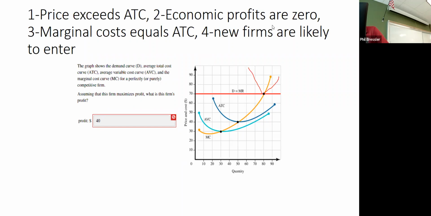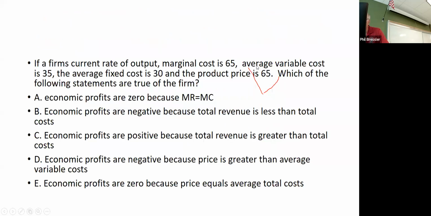Okay. All right, let's see, can we slip one more in? And then we'll call it a day. All right. At a firm's current rate of output, the marginal cost is 65, the average variable cost is 35, the average fixed cost is 30, and the product price is 65. Which of the following statements are true of the firm? I'll give you 1 minute.